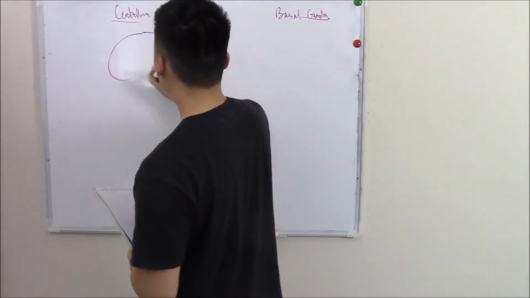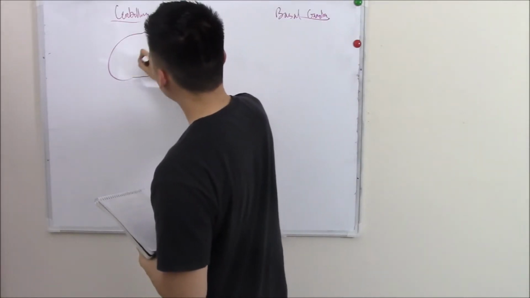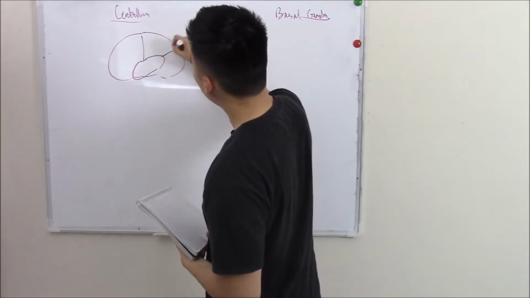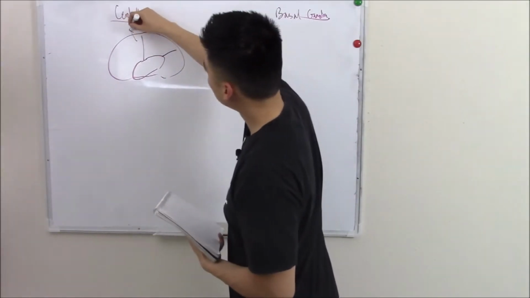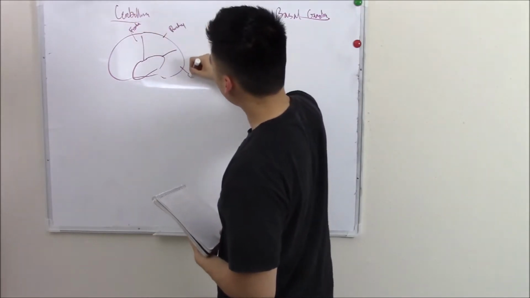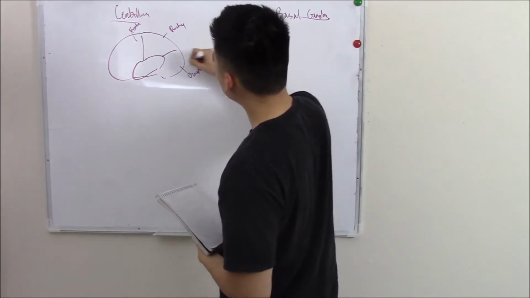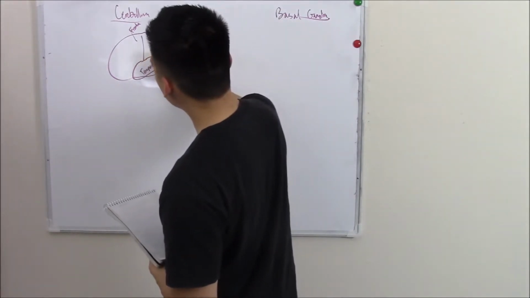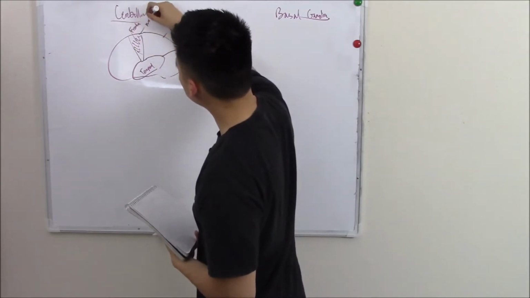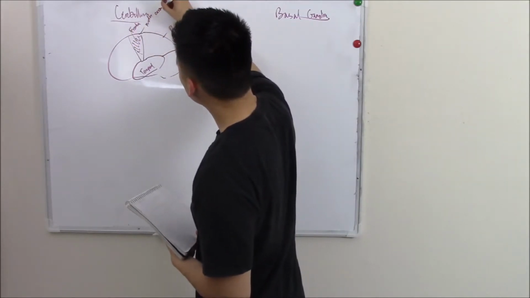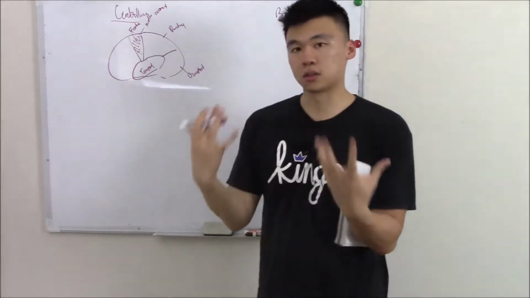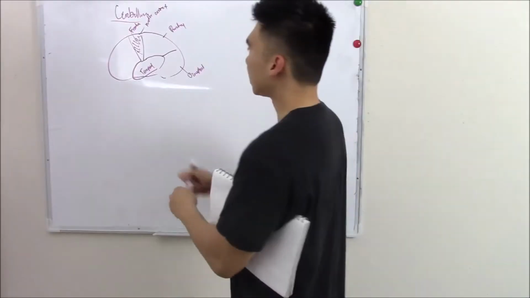So we'll draw our brain out. You had your frontal lobe, your parietal, occipital, and your temporal. And because we're talking about movement, we're going to be talking about the motor cortex here. That's what we said helps control movements. Now we're going to talk about other structures that help control your movement.